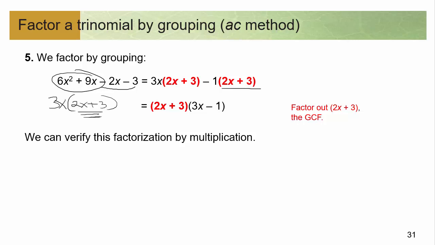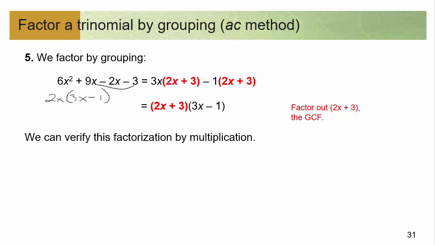So you're kind of asking, okay, how can I get a 2x plus 3 out of this? Let's say you did it differently. Let's say you picked these 2. What does 6x squared and 2x have in common? Well, you can take a 2x out of them, right? And this leaves you with a 3x and a minus 1, right?